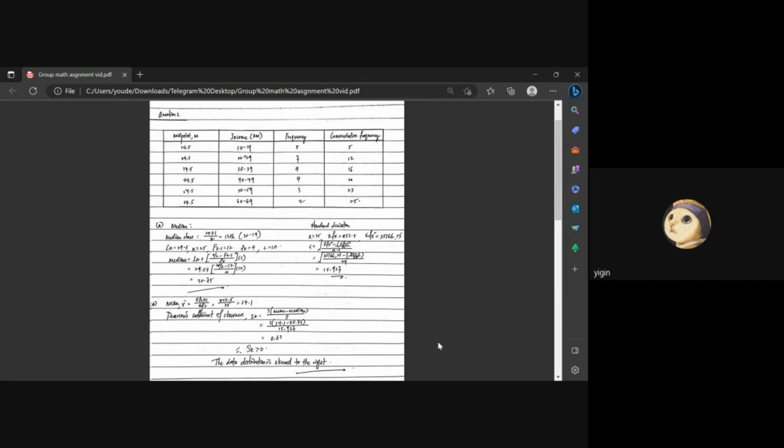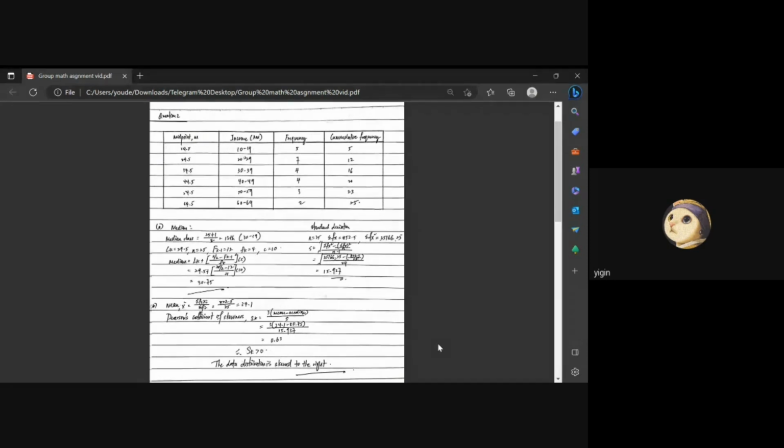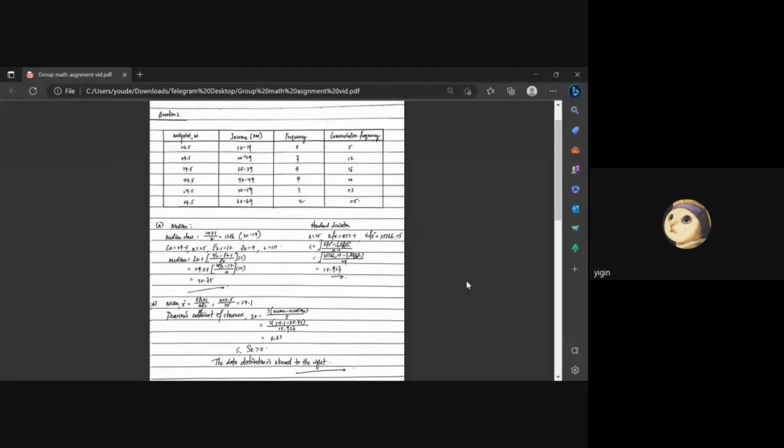And then C is the class width. We can calculate C by taking the upper boundary of the class interval minus the lower boundary, and then we get 10. So lastly, we substitute all the values into the formula, and then we can get the median, which is 30.75.